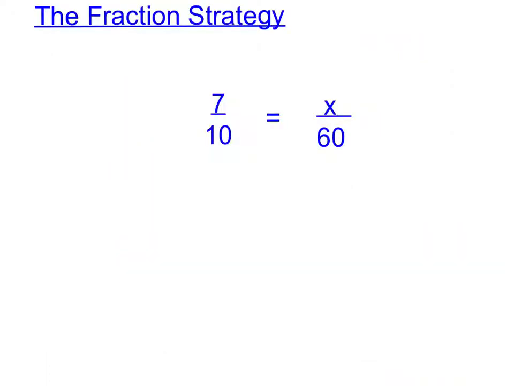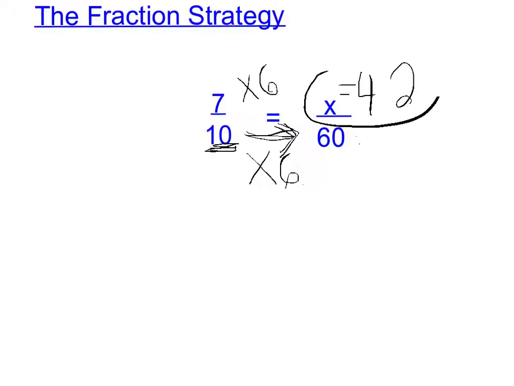Okay, the fraction strategy is a little bit like our second strategy in that you set up your fractions and you say, what do I multiply 10 by to make 60? Some kids always say, well, how do I know which ones to do that with? You look at the denominator or the numerator, whichever one has a partner on the other side. 10 turns into 60, so that's the one I use first. So I multiply by 6. 6 times 10 is 60. So whatever you do on the bottom, do on the top. 7 times 6 is 42. So again, I end up with 42.